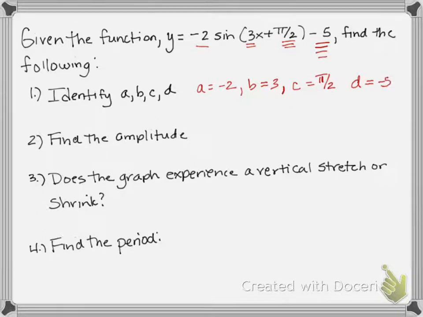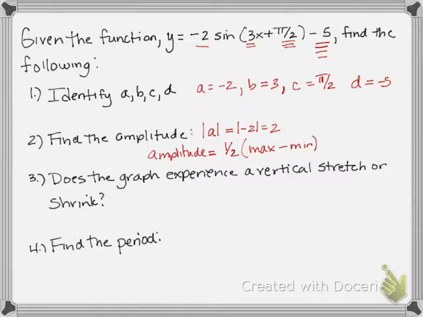Find the amplitude. The amplitude would be the absolute value of A, which is the absolute value of negative 2, which is 2. The formula for the amplitude, just write that while I'm thinking about it, is equal to a half times the max point on the graph minus the midpoint on the graph.